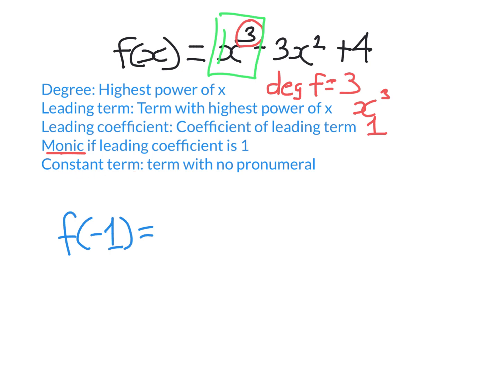And then the constant term of a polynomial is the term with no pronumeral. So here you can see that 4 is the term with no pronumeral. The constant term here is 4.